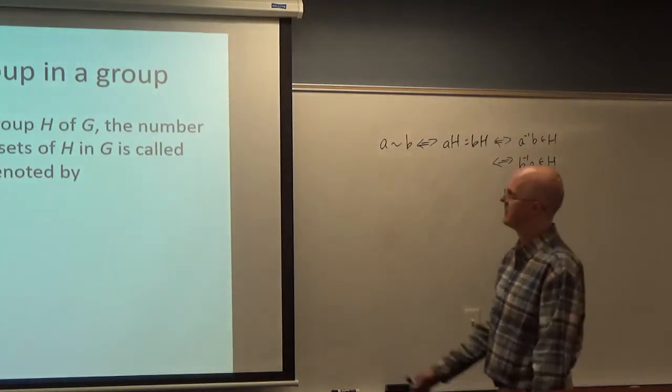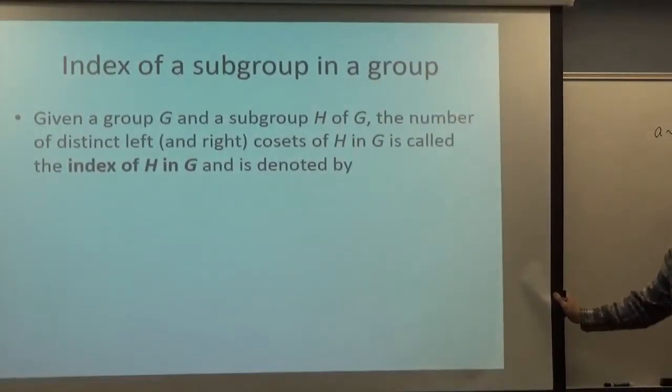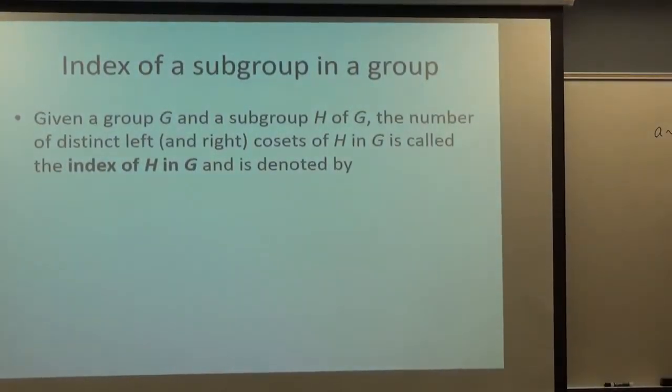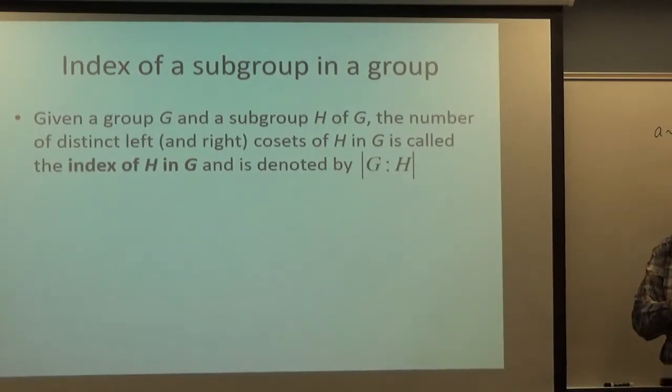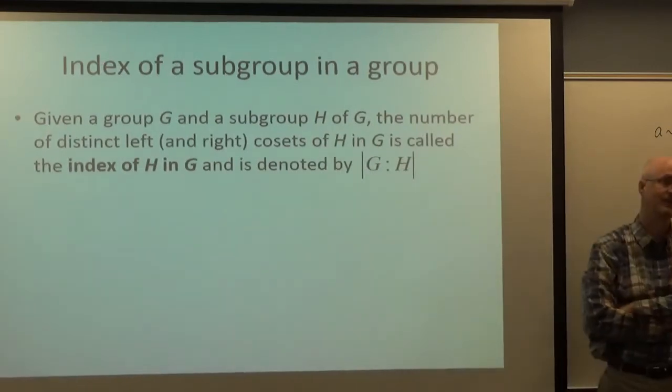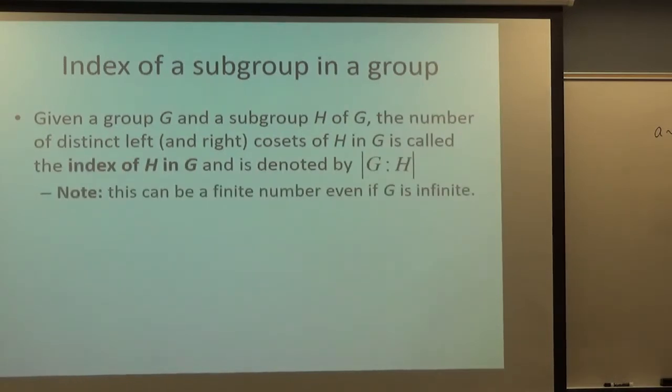Here's something I have not put up before, though I think I mentioned it verbally. Given a group G and a subgroup H of G, the number of distinct left and right cosets of H in G is called the index of H in G and is denoted by this notation. Again, weird, but that's what we go with. That's the notation for the number of left cosets and right cosets of H in G. The number of left cosets and right cosets will be the same.